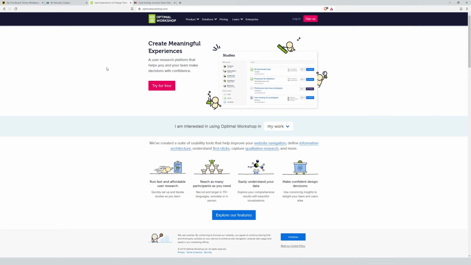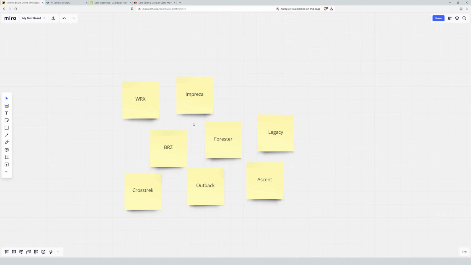It's fantastic to use. I will link this in the description so you can check that out as well. And the biggest benefit to using software like Optimal Workshop is it helps with the analysis portion greatly. It's extremely helpful, especially with open card sorts. With a closed card sort where you provide the categories, you can just use a spreadsheet to determine how many people placed what cards in what categories. It's actually not much work at all. You can go through that pretty quickly.